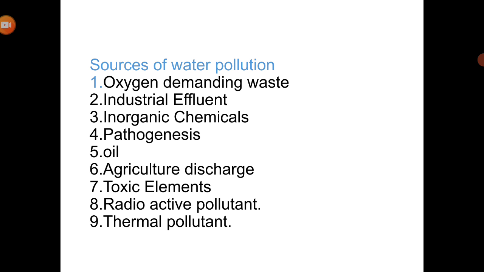Then thermal pollutants. The pollutants coming from thermal power plants are called thermal pollutants. Generally, in power plants, water is used as a coolant. The waste water is returned to the water bodies, hence the temperature of the water increases. The rise in temperature decreases the dissolved oxygen content in the water body.